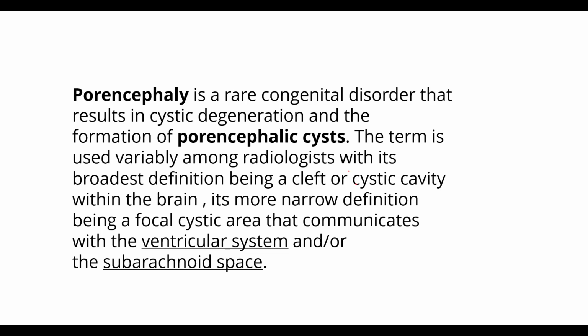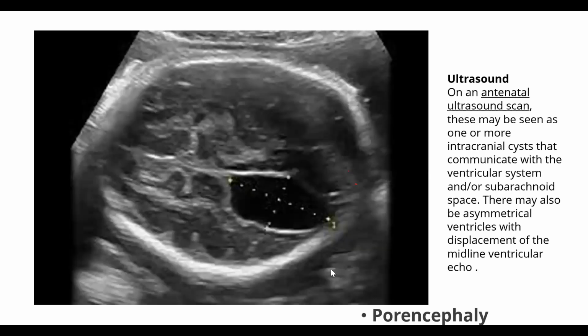And most importantly, it is having a communication. Communication with what? It communicates with the ventricular system or subarachnoid spaces. So these porencephalic cysts will have a communication with the ventricular system and/or subarachnoid spaces. Now, this will be the ultrasound picture of a porencephaly. This is the cystic area, in which I have an intracranial cyst that communicates with the ventricular system or subarachnoid spaces.